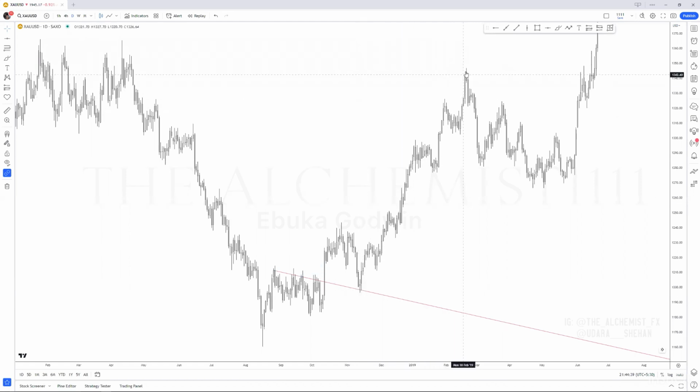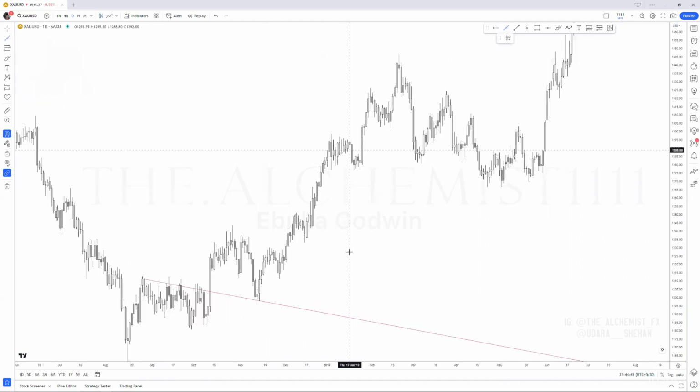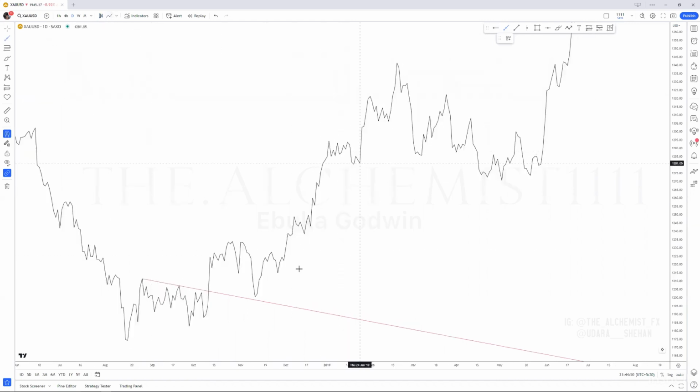Until it reaches there, she had her entries. She bought it with every dip. She bought it as soon as it dropped. As soon as the market comes down, she looks for a buy entry, and even these were from trend lines.